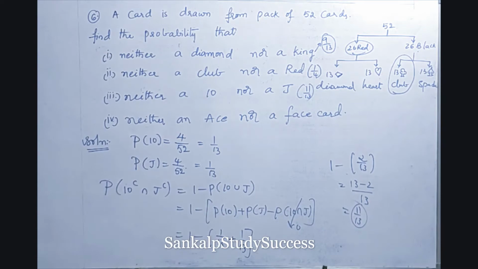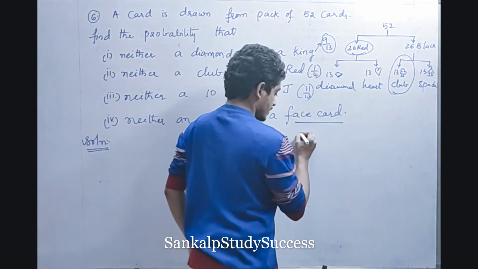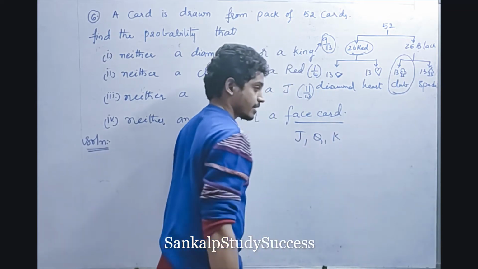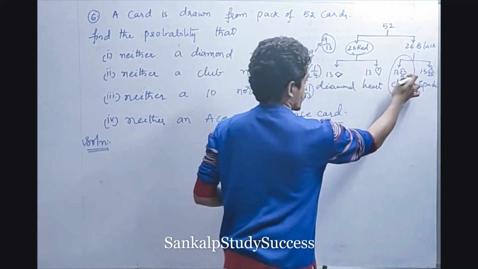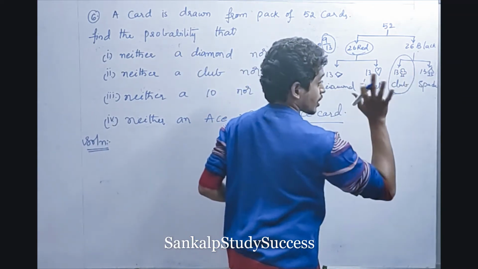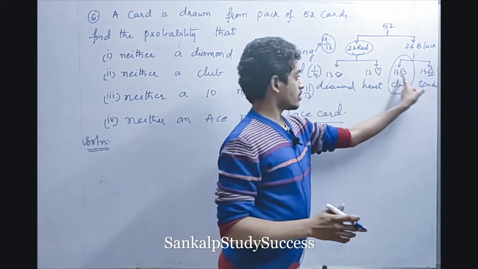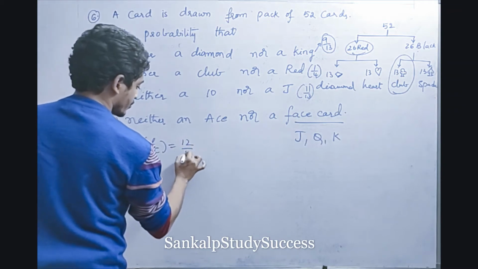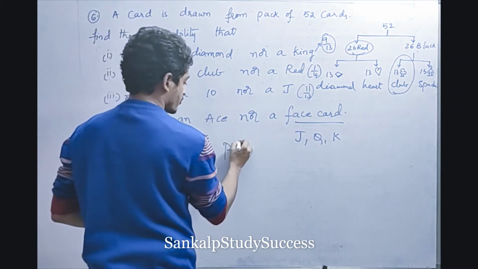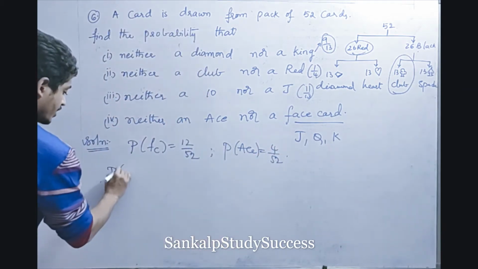Fine. Now let us see neither an ace nor a face card. Okay, friends, neither an ace nor a face card, right? What do you mean by a face card, friends? Face cards are nothing but J, Q, K. These three are face cards. In the entire pack of 52, how many face cards are there? Here there are JQK, JQK, JQK, JQK. There are completely 3, 3, 3, 3. There are completely 12 face cards, right or not? So how many aces are there? 1, 2, 3, 4. 4 aces are there, right? So probability of face card is equal to 12 by 52 because they are 12 in number, and probability of ace is equal to 4 by 52. Yes or no?